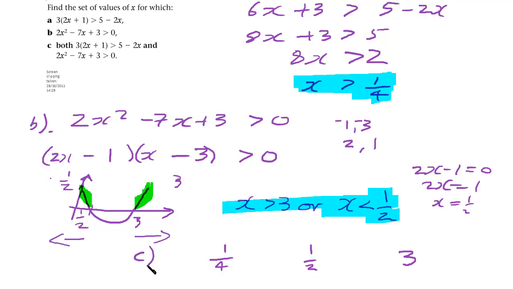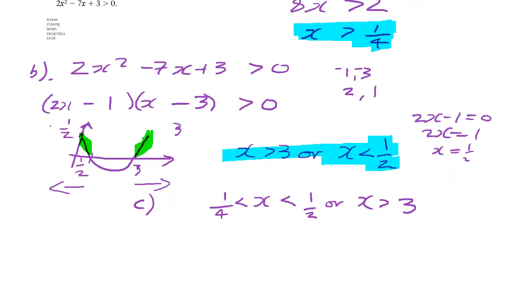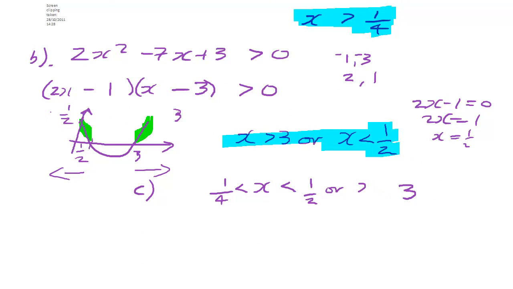This is part C we're doing. We know we need to be bigger than a quarter, so we know x has got to be bigger than a quarter. We know that x needs to also be less than a half. Okay, and also that x can be greater than 3, because greater than 3 is also bigger than a quarter. Is there a way that we can show that graphically? Let's draw the number line to show this.